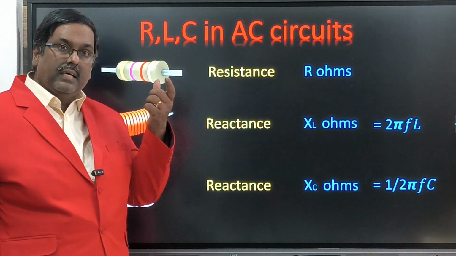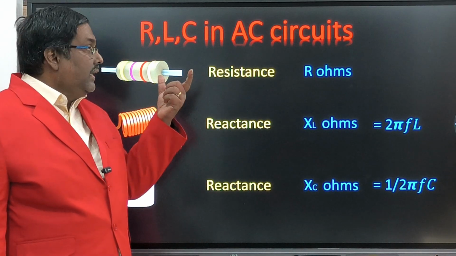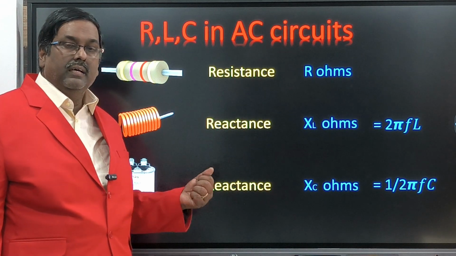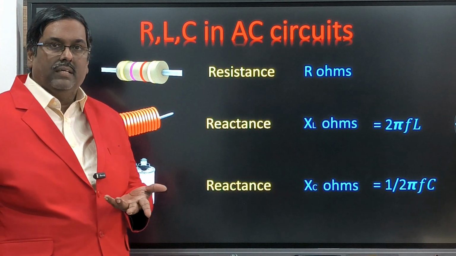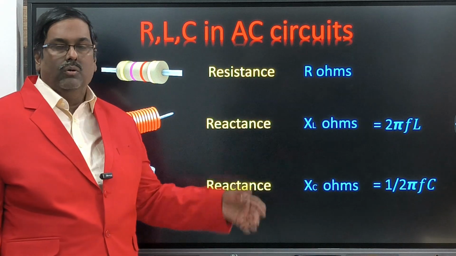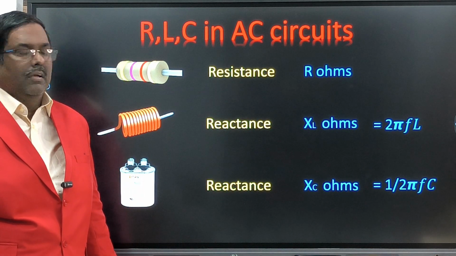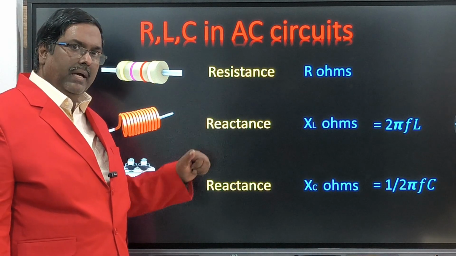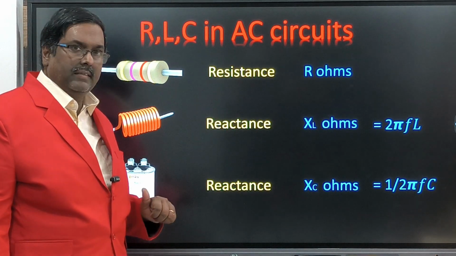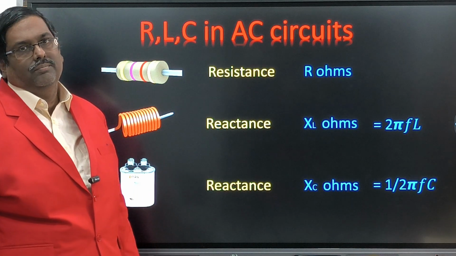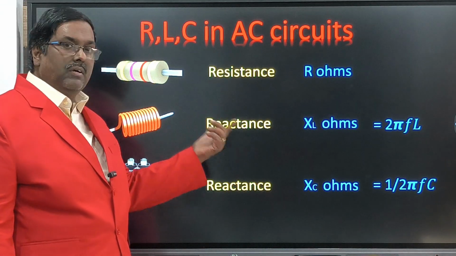Resistance behaves as resistance in both AC and DC. But the inductor behaves like a resistance in an AC circuit, and in a DC circuit it behaves like a good conductor, which means zero resistance. Correct? It is not behaving in the same manner. In AC it acts as a resistance. In DC it acts as zero resistance. There is no resistance, so we have to use a different name.